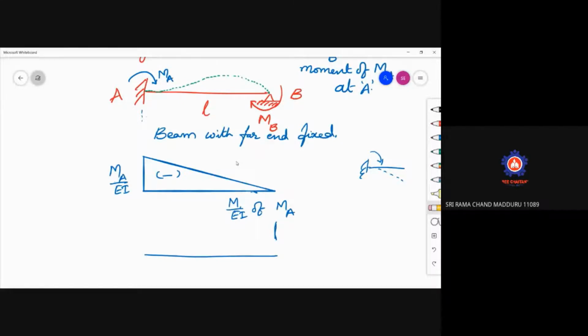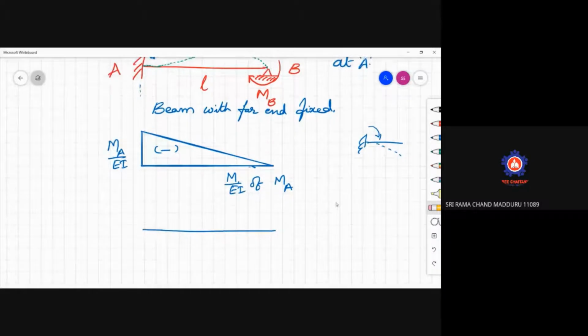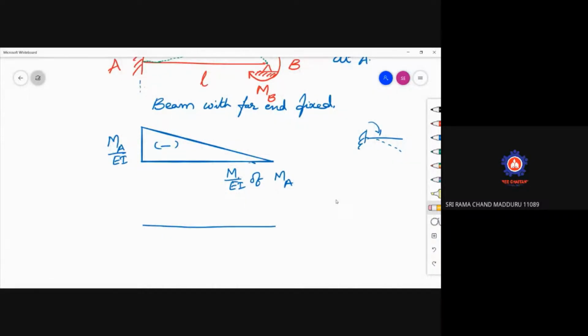The next one is M by EI of MB. So what is this MB trying to do? It is trying to do like this, which is trying to do hogging. So you can consider this one as positive.